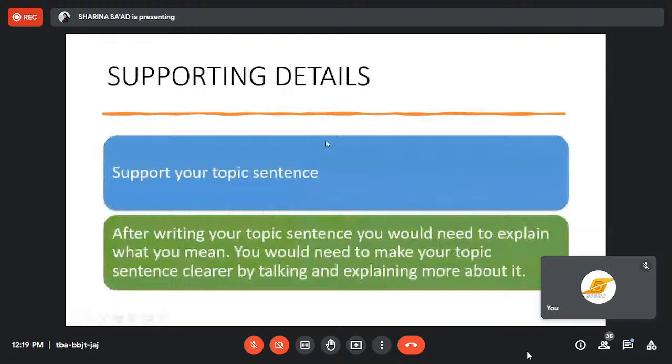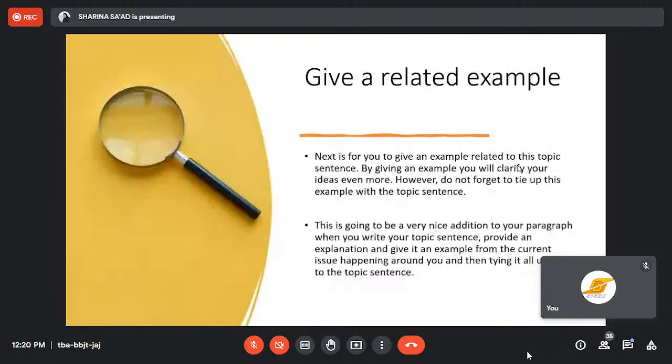And then you have to support your topic sentence. After writing your topic sentence, you would need to explain what you mean. You would need to make your topic sentence clear by talking and explaining more about it. Okay? And then you have to give example of that topic sentence. Okay? So this is going to be a very nice addition to your paragraph when you write your topic sentence, provide explanation, and give example. Afterward, I'll show you an example, yeah?